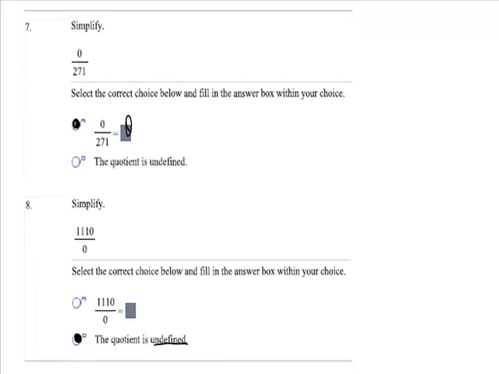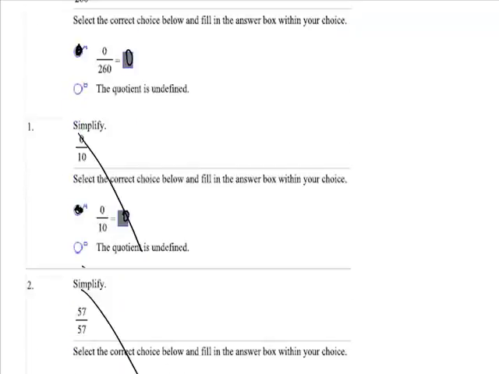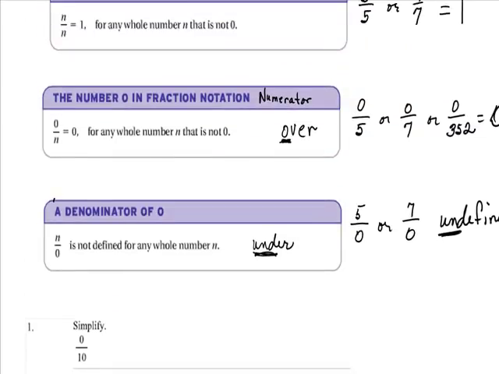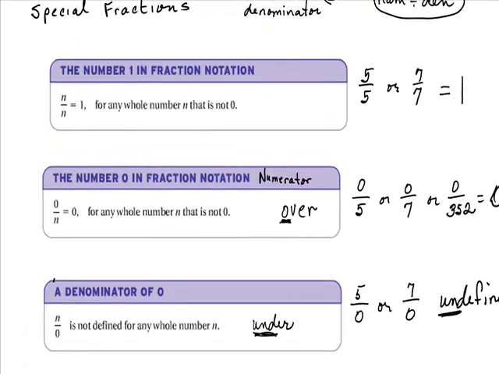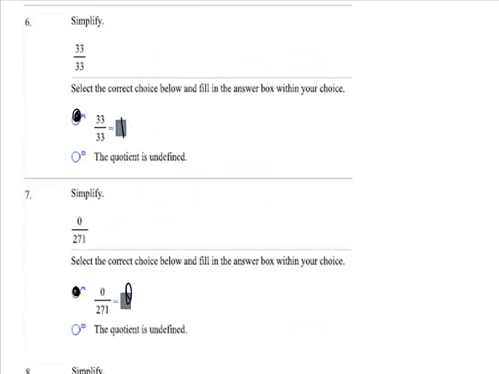But nevertheless, I think we had plenty of opportunities to practice. Your rules are right here. These are the 3 special fractions. Any number over itself is 1. 0 over gives you 0. 0 under is undefined. Not defined can be written as undefined. Okay, take care of these few questions.